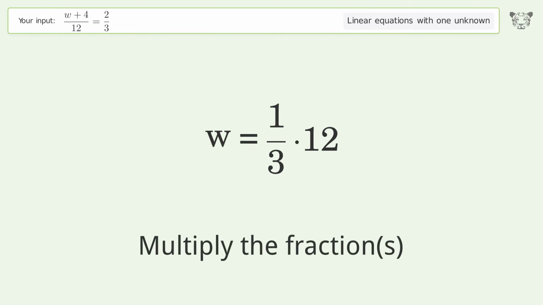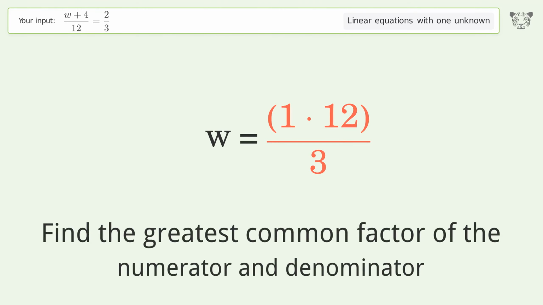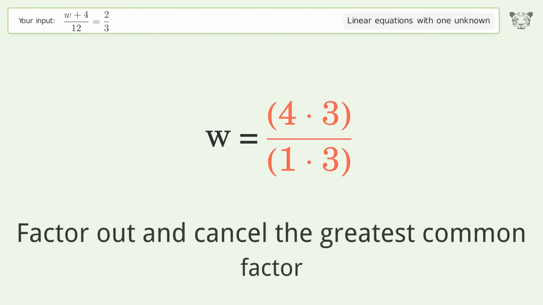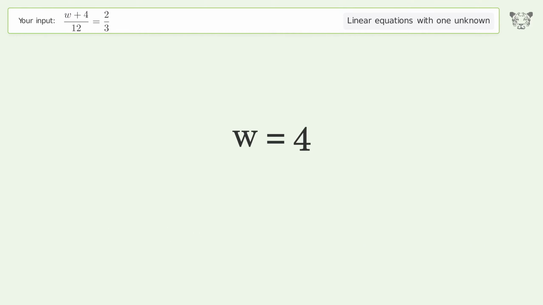Multiply the fractions. Find the greatest common factor of the numerator and denominator. Factor out and cancel the greatest common factor. And so the final result is w=4.